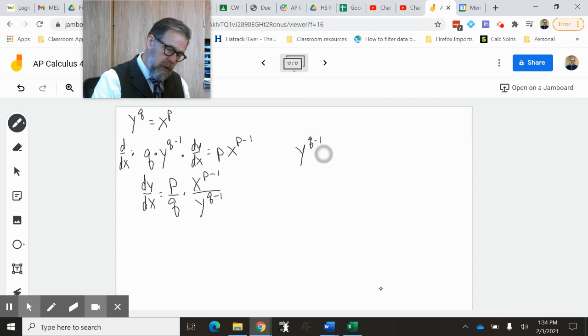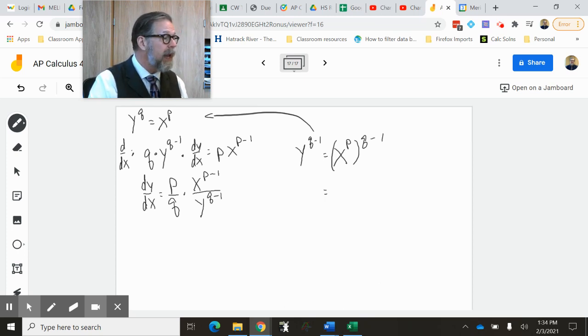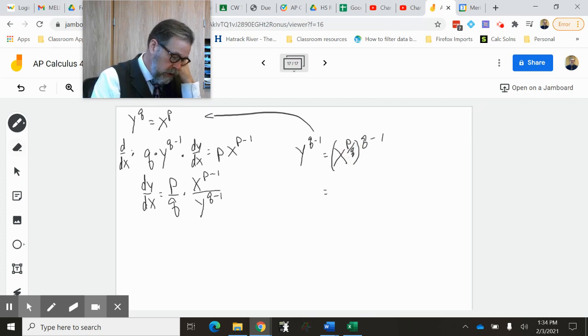Well, y to the q minus 1 is x to the p over q to the q minus 1, agreed? And that means that y to the q minus 1 equals x to the, and we're going to multiply this. I'm not happy with this. Wait, what did I do wrong here? I did something wrong. Oh, wait. That's p over q. Sorry. So back up just a second there.